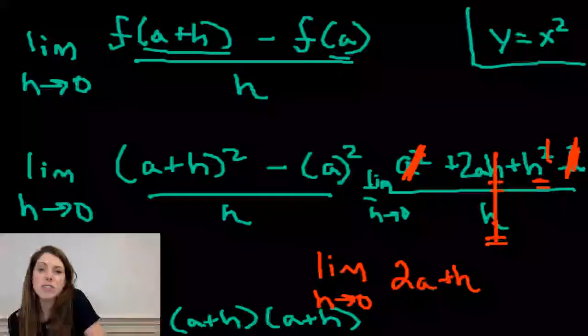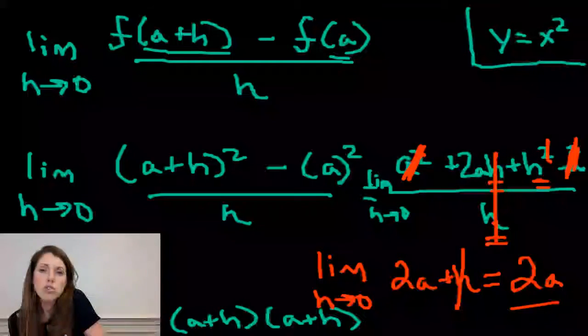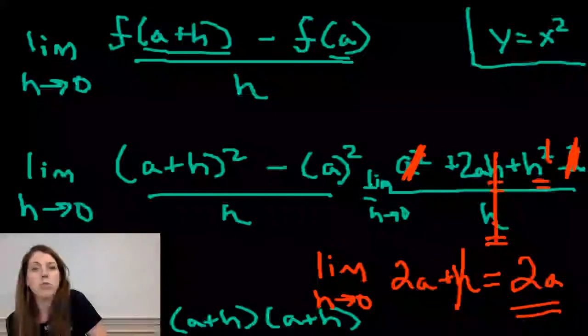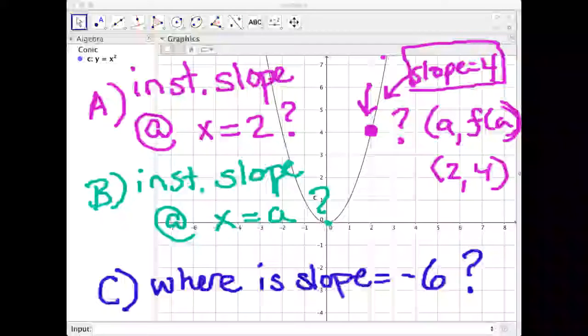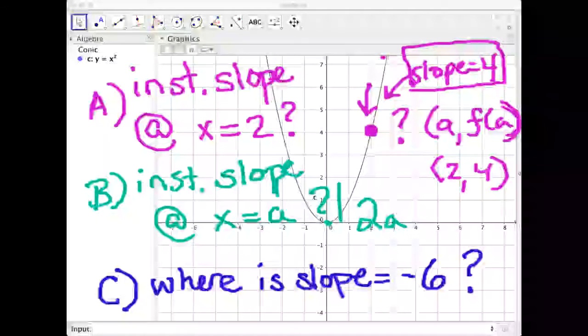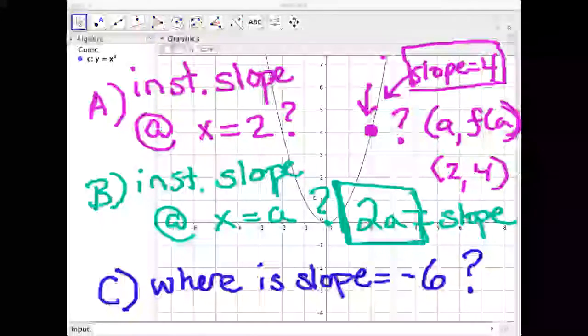So if h is going to 0, I can finish this now. Plug in 0, and the answer is just 2a. So for any point on the graph of y equals x squared, if I want to find the instantaneous slope, I can just plug it into this formula, 2 times a. That's the formula. And I could say 2a equals the slope for any number a.